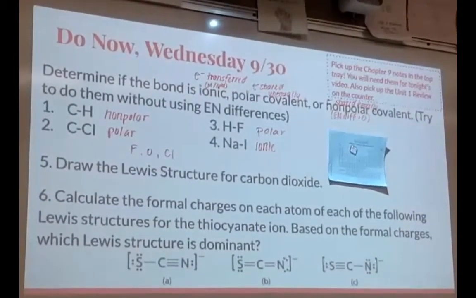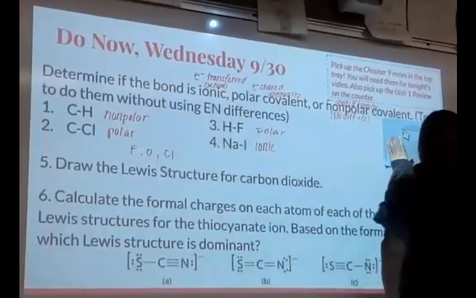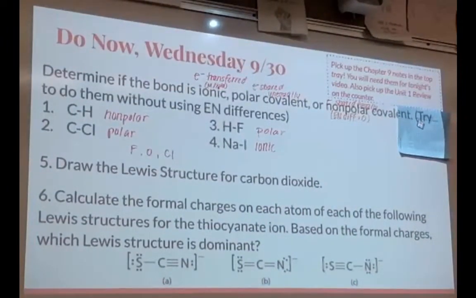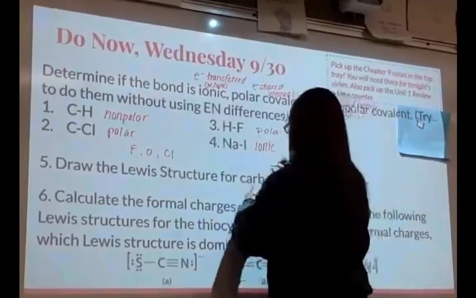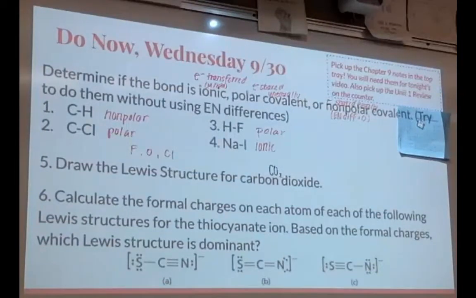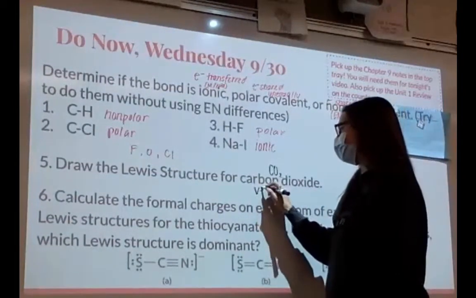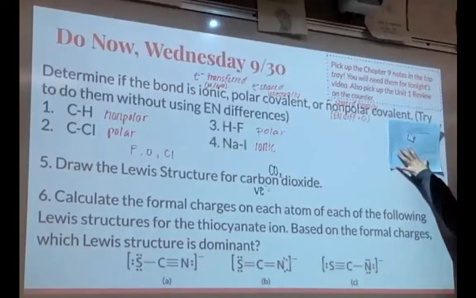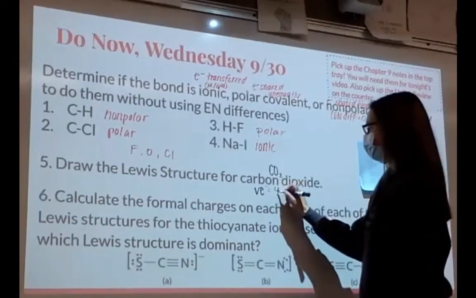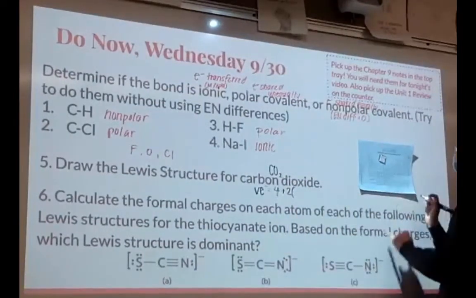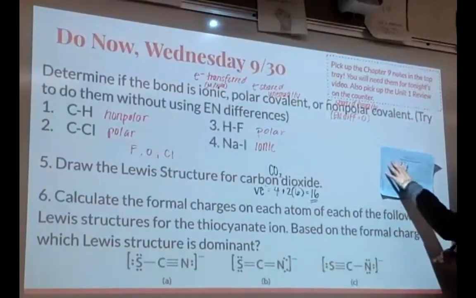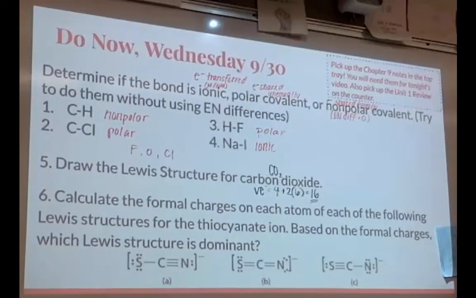Number 5 says draw the Lewis structure for carbon dioxide. So if we're looking at drawing the Lewis structure for carbon dioxide, the first thing we need is the formula. It's the formula for carbon dioxide, CO2. So as we go through and we draw the Lewis structure, we just go through the steps. The very first thing that we do is we count up valence electrons. So if we look at the periodic table, carbon has 1, 2, we skip the middle, 3, 4 valence electrons. Each oxygen has 6. So 12 plus 4 is 16. There are 16 valence electrons that we have to place in the Lewis structure.